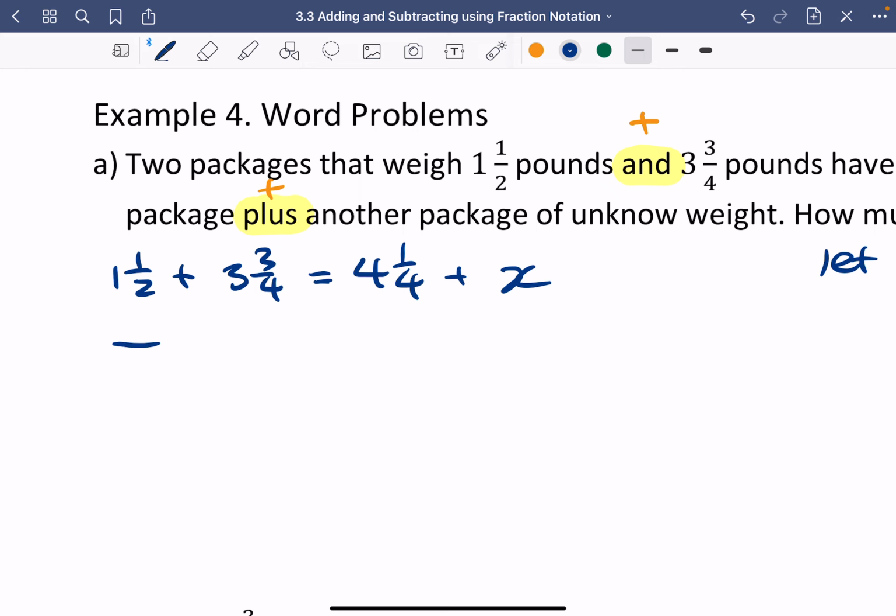So 1 1/2 has 2 on the denominator, and 1 times 2 plus 1 is 3. Then 3 3/4: 3 times 4 is 12 plus 3 is 15. Change that one as well: 4 times 4 is 16 plus 1 is 17, plus x.